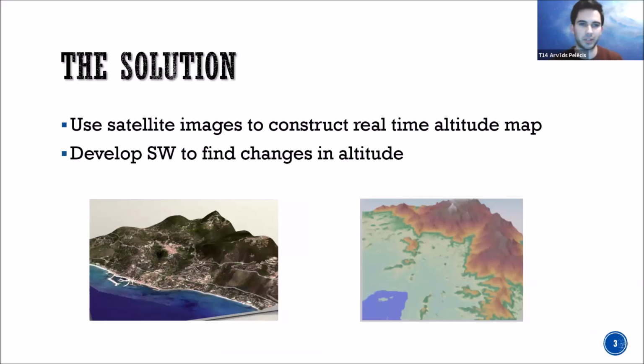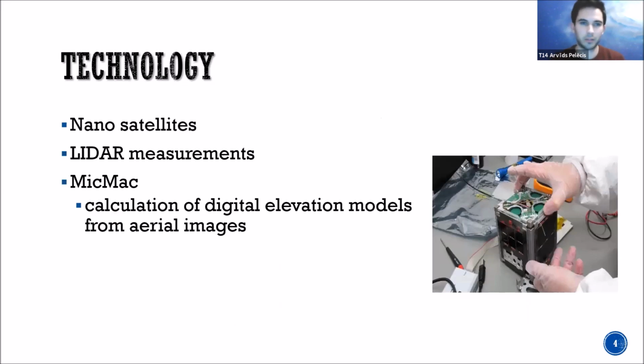We will be using satellite images to construct a real-time altitude map, and we will also be developing software which will find the changes in the altitude in real time in scales down to 1 meter. For the technology, we will be using existing nanosatellites because they are relatively cheap to launch.